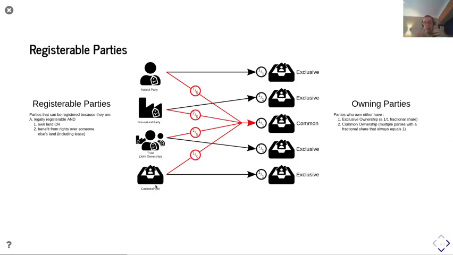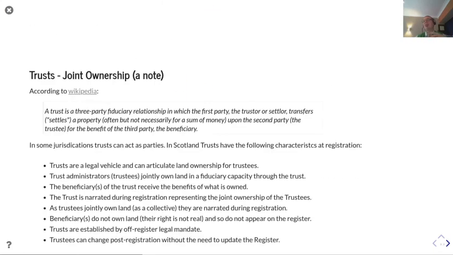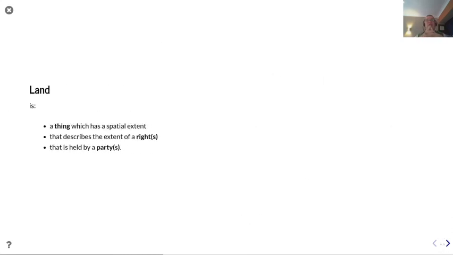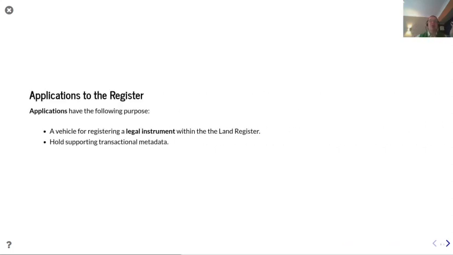And say, for example, the natural party might want to sell at any point of time. They have the freedom to do that. So that is a common ownership. We won't go into trusts because it's not really that interesting. And then there's land. Land is a thing that has a spatial extent. That describes the extent of a right, and it's held by parties. So it's essentially the spatial extent of the thing we're interested in.